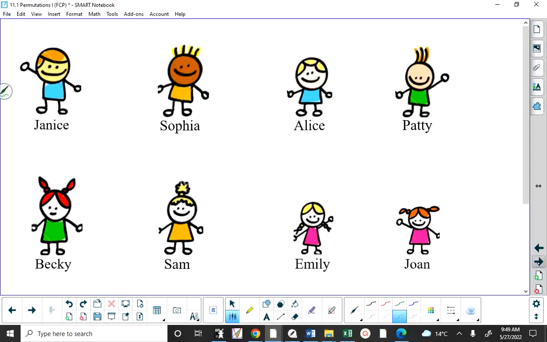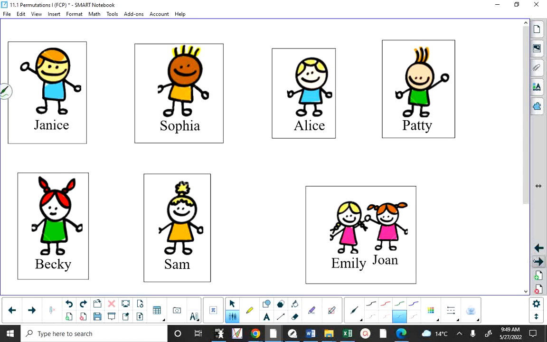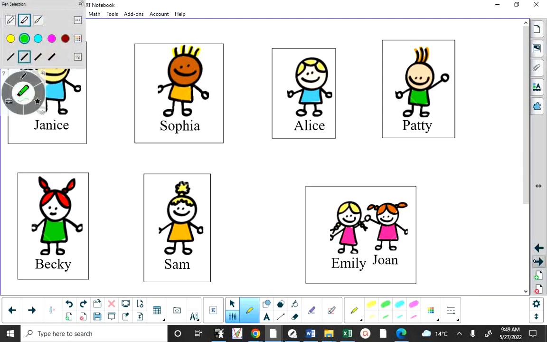So here they are. Here are the 8 players. And you're not going to draw these, but there are the 8 players. And you can see Joan and Emily at the bottom there. There are 8 players, but we're not going to arrange 8 items, because Joan and Emily have to be together. We only actually are arranging 1, 2, 3, 4, 5, 6. We're actually arranging 7 things.